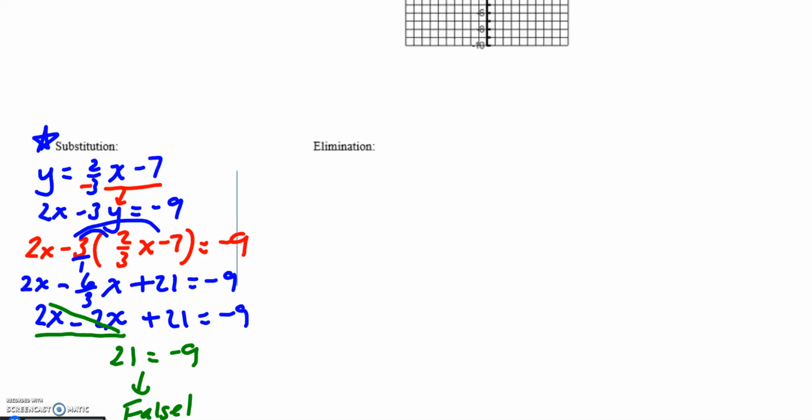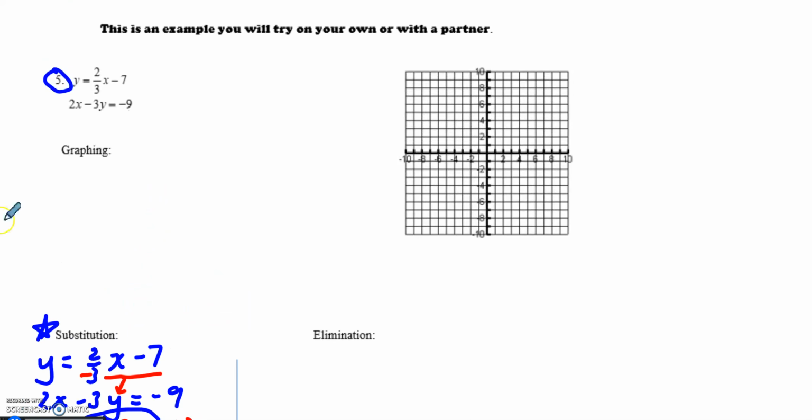What if I come back up here and I look at these two lines and see what they look like to see if that answer of no solution makes sense? So let's graph it and see. I'm going to start down 7 and then go up 1, 2 over 1, 2, 3, 1, 2 over 1, 2, 3, and so on. So that would be my first line.